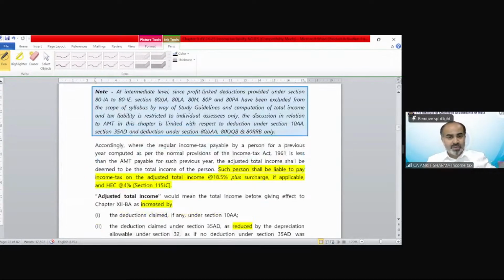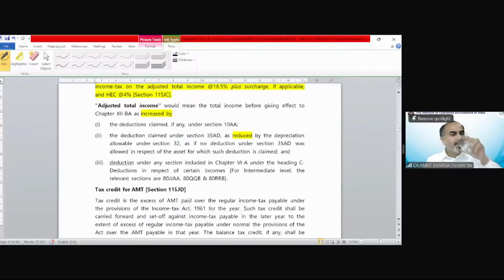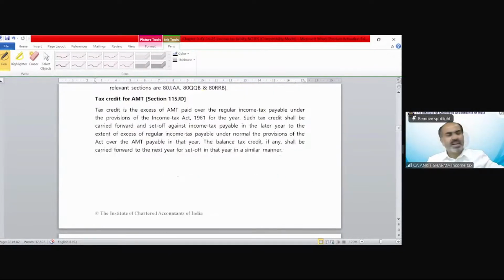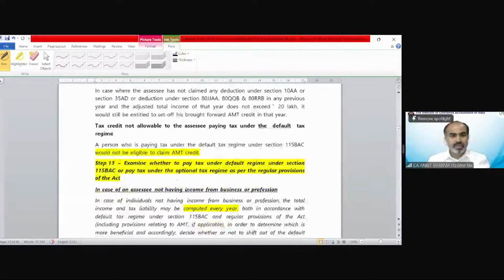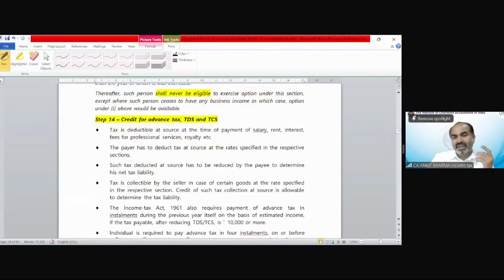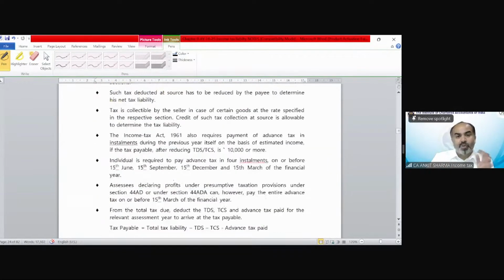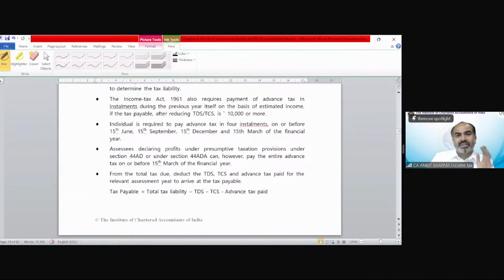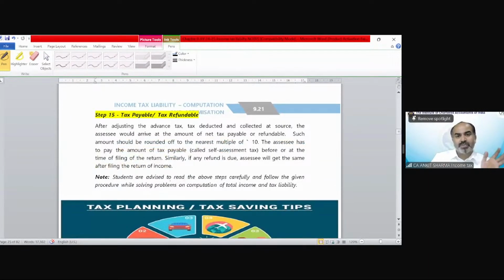That was the provision of AMT. We have already discussed all these provisions in detail in the normal class also. Then whether you need to pay tax as per the default tax regime, etc., you have to decide that. And then whatever TDS, TCS you have paid, that needs to be deducted. Then the interest, the advance tax, etc., and then tax payable or tax refundable. Tax would be calculated at the multiple of 10 rupees.